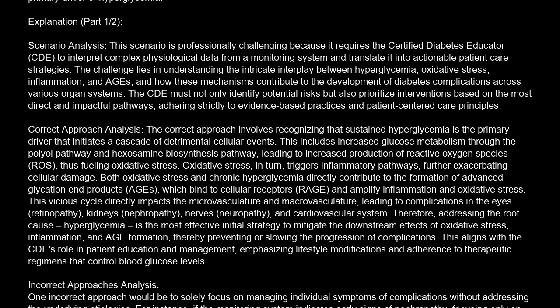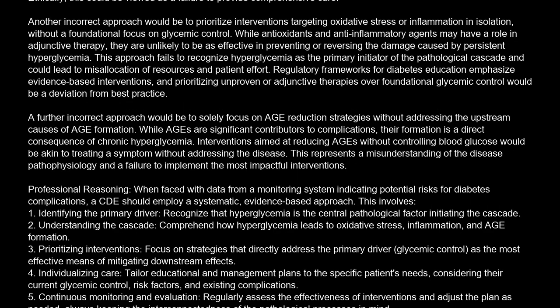One incorrect approach would be to solely focus on managing individual symptoms of complications without addressing the underlying etiologies. For instance, if the monitoring system indicates early signs of nephropathy, focusing only on managing blood pressure without also addressing the hyperglycemia that contributes to the damage would be a failure to address the root cause. This neglects the interconnectedness of the pathological processes and represents a fragmented approach to care, potentially leading to suboptimal outcomes and continued progression of damage. Ethically, this could be viewed as a failure to provide comprehensive care.